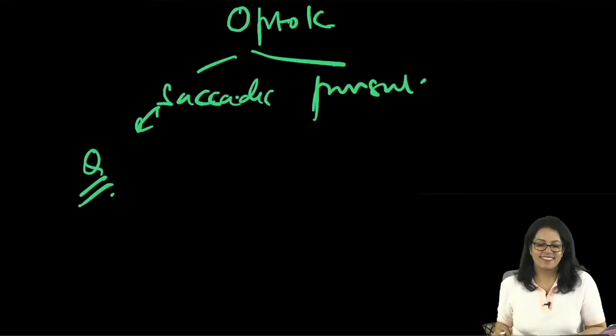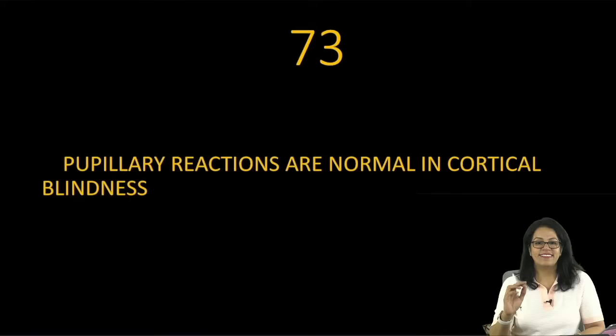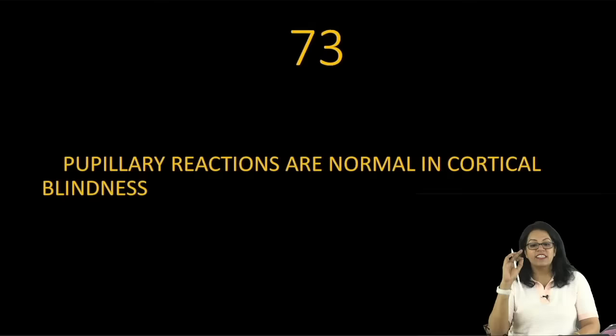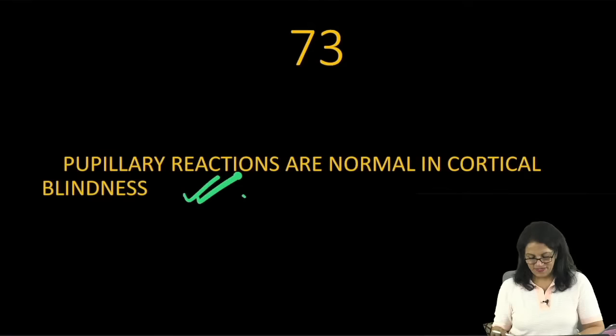Chalo, next point. Pupillary reactions are normal in cortical blindness. I just explained it to you when I was talking about vernix. So in optic radiation lesion and cortical lesion, pupillary reactions are normal. Let's not forget this, because the pupillary light reflex pathway goes to the pretectal nucleus before that.